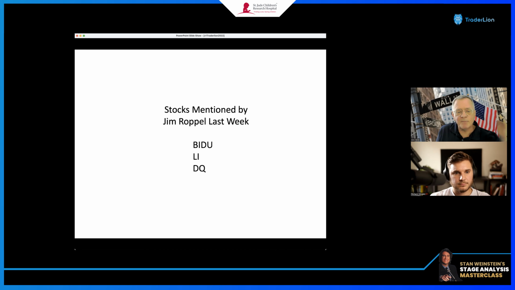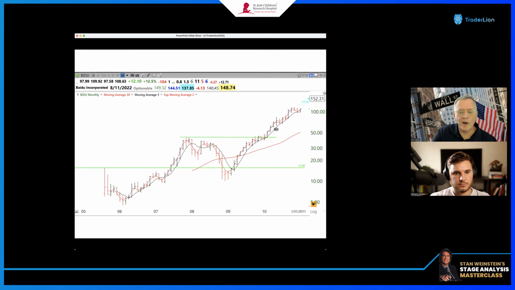Okay. Stocks mentioned by Jim Roppel last week. All right. He bought it in here. By the way, Baidu, he didn't buy it here. Look at this tremendous green line breakout in Baidu from 15 to almost 50.